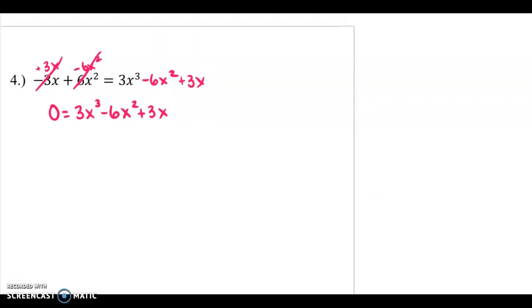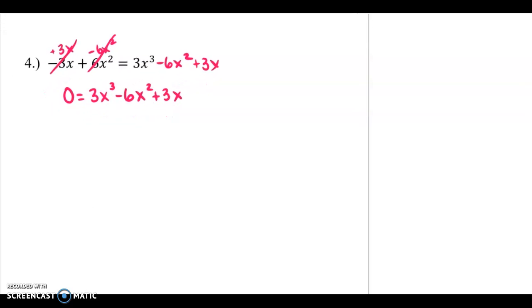Mrs. Paglione, can I write the 0 on the other side? Absolutely. If you don't like the 0 to be out front, which I don't like either, put it on the right-hand side. That's perfectly fine.